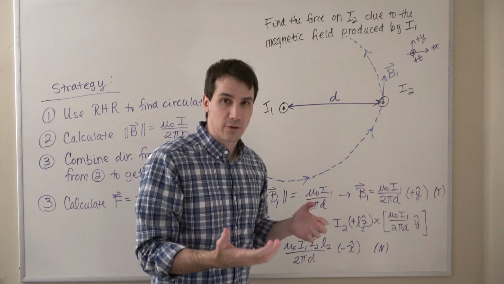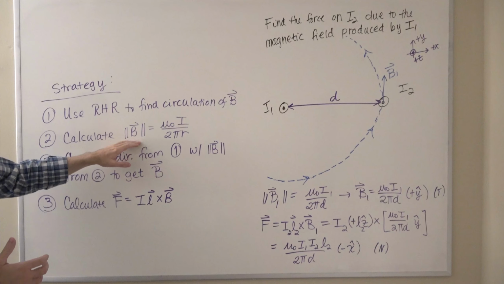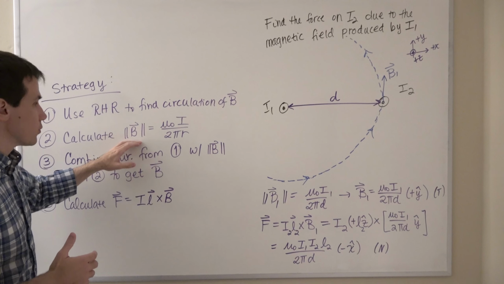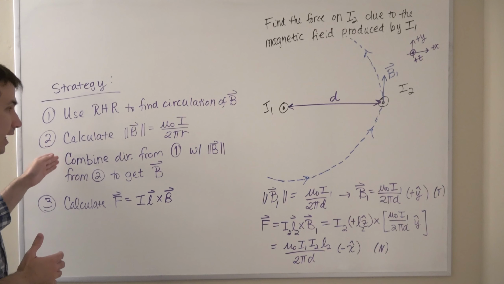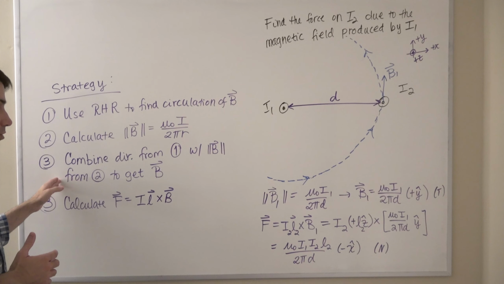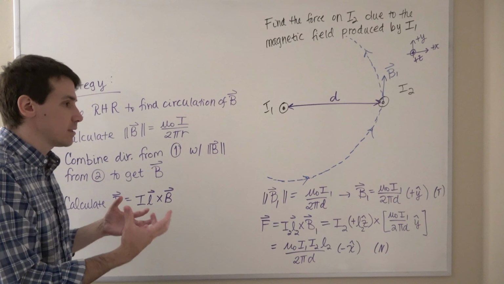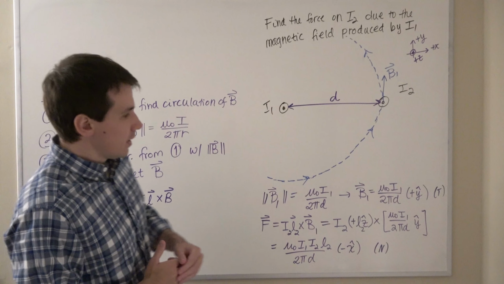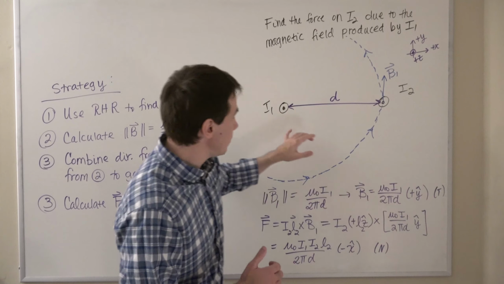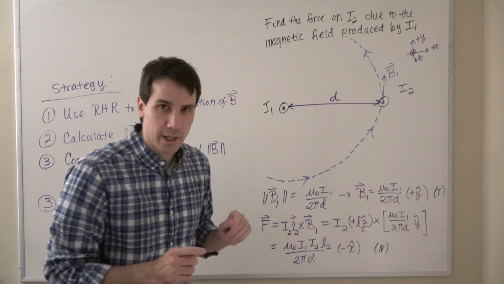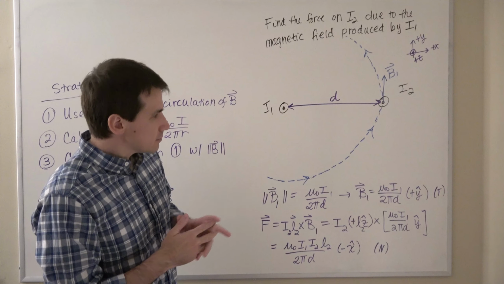positive y direction. Next, we use our magnetic field magnitude equation for a long straight wire, mu naught I over 2 pi r, and then we combine the direction and magnitude to get our total magnetic field at the location of interest as a vector. So that is mu naught times I divided by 2 pi d, where d is the distance between the wires. It's taking the place of our r in this case.